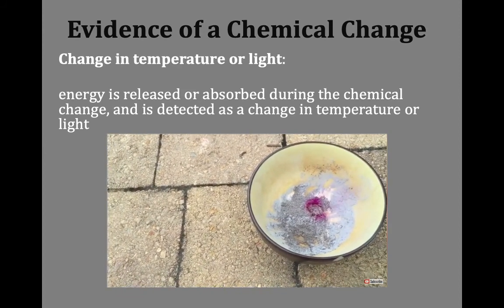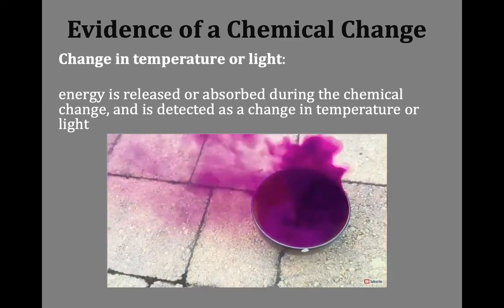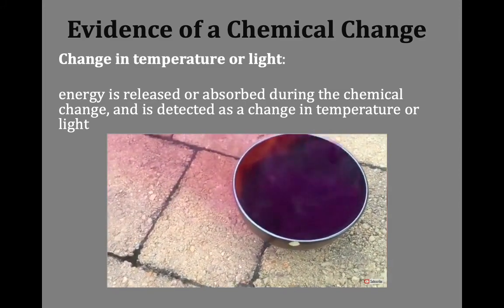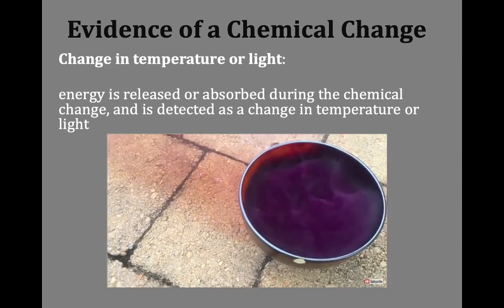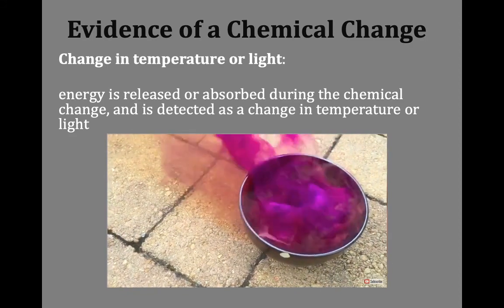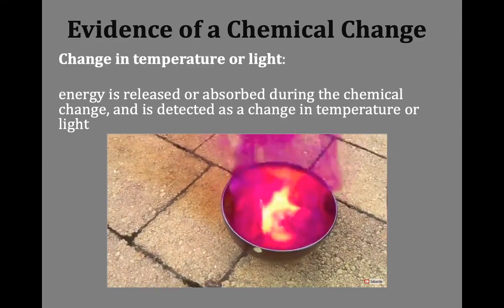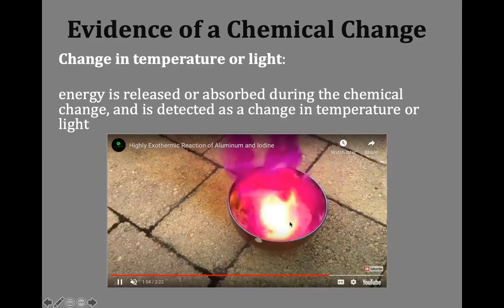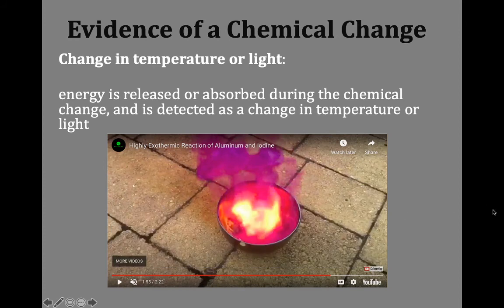Now, other than a change in temperature and light, there's another indication that we're seeing here, which is our change in color, right? So we have our purple color, which is being produced. There's a change in color, which means that we already know that there's a chemical change, but we're about to see the light there, right? So we've seen the energy that's being released, the fire there. That's our indication that there is a change in temperature or light.